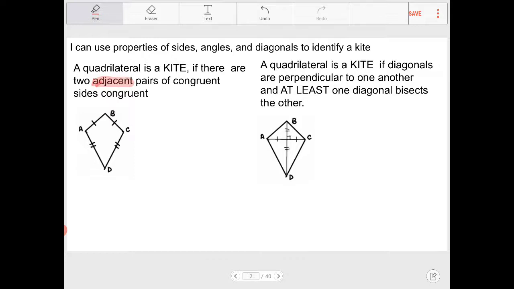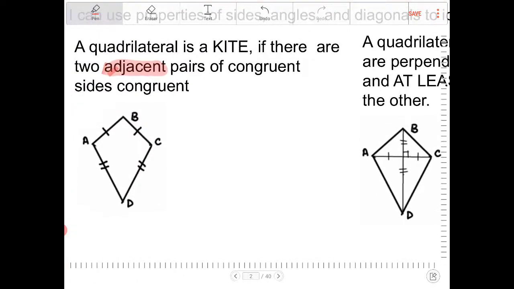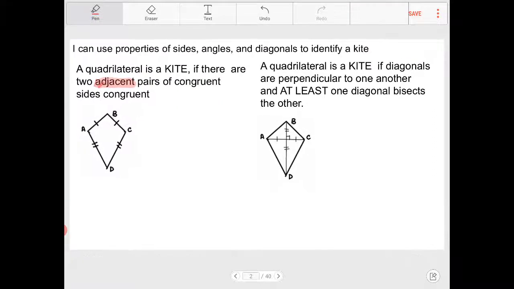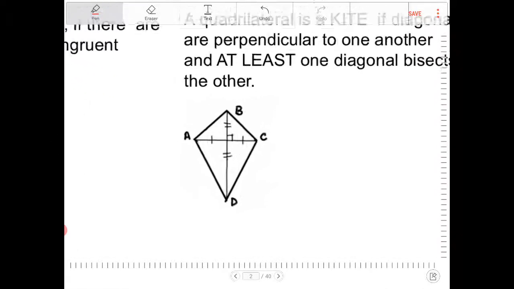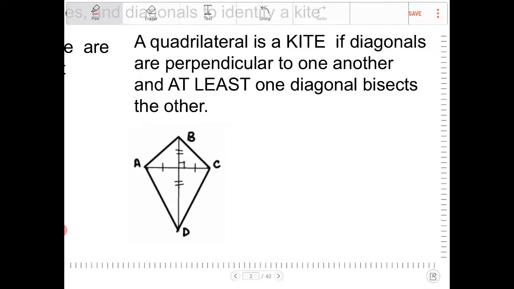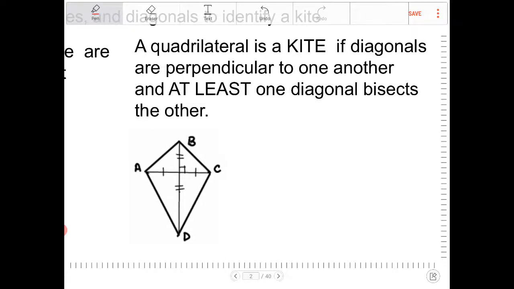So notice in this diagram over here, segment AB is congruent to segment BC. Segment AD is congruent to segment CD. Those are adjacent pairs of sides that are congruent to one another. With that restriction in place comes another property. If I construct a line right down the middle, forming diagonals, we can see that one diagonal is going to end up being the perpendicular bisector of the other.